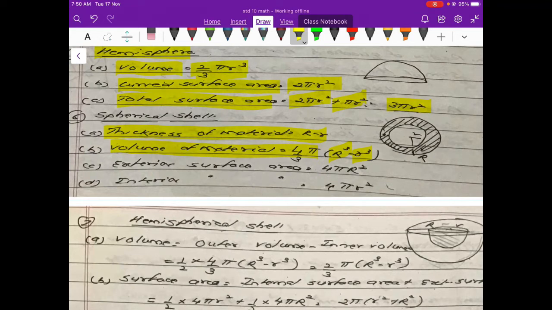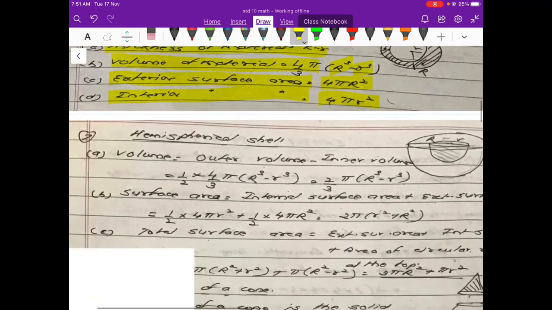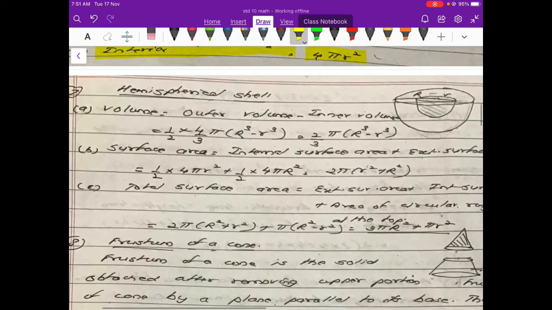If you want only the exterior surface area, you have to take into consideration the outer, the bigger radius, it is 4 pi R square. And if you want the interior surface area, we have to take the internal radius into consideration, 4 pi small r square. Then comes a hemispherical shell.